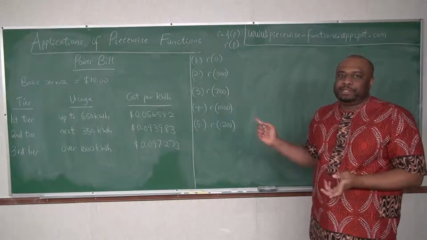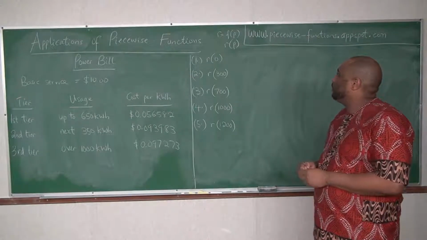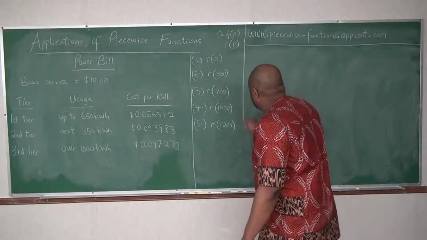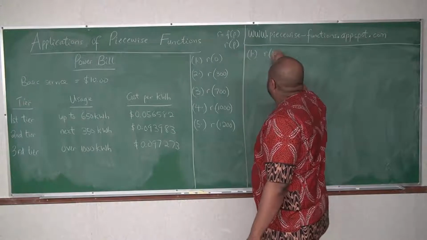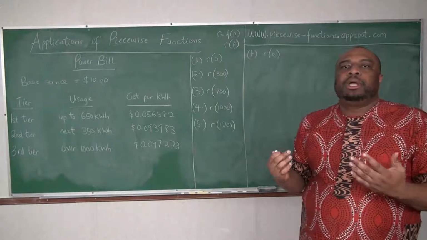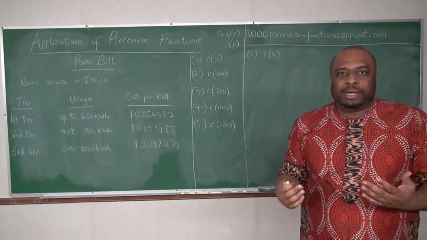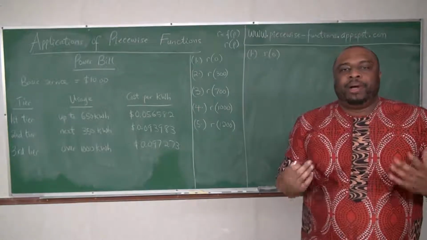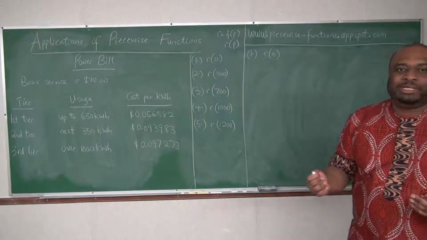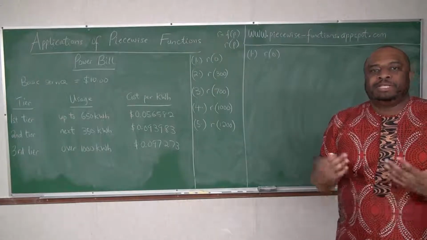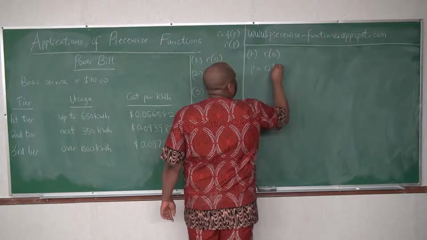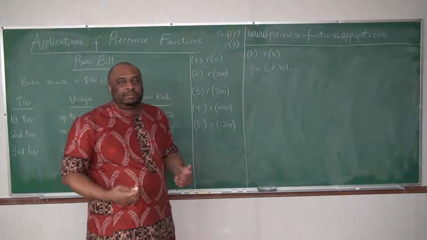So let us begin with the first question. R of 0. In this case, R of 0 means that we want to find the rate of consumption of 0 kilowatt hour of power. The power consumed is 0 kilowatt hour, and we want to find what is the rate of consumption for 0 kilowatt hour? So this means that the power is 0 kilowatt hour. That is what it means.